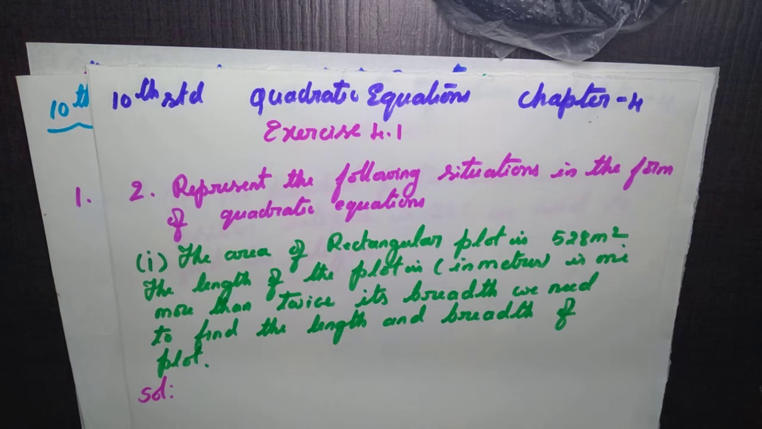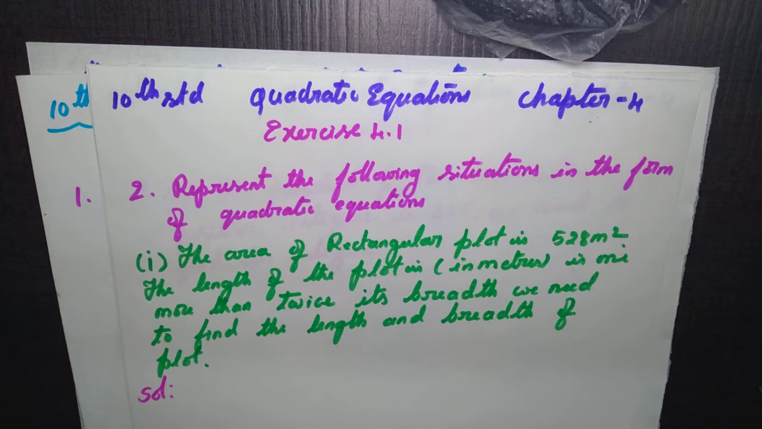10th standard quadratic equation chapter 4. Today we will do the second part of exercise 4.1. Represent the following situations in the form of quadratic equations. The first problem is the area of the rectangular plot is 528 meters square. The length of the plot in meters is 1 more than twice its breadth. We need to find the length and the breadth of the plot.